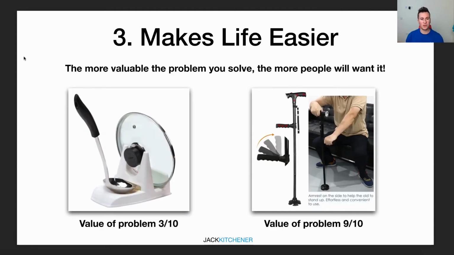Moving on to the third and final point then, is a product that makes somebody's life easier. The more valuable the problem is that you solve in somebody's life, the more people will want it, and plus the more money they'll pay for it too, plus the more traction it'll get on social media.